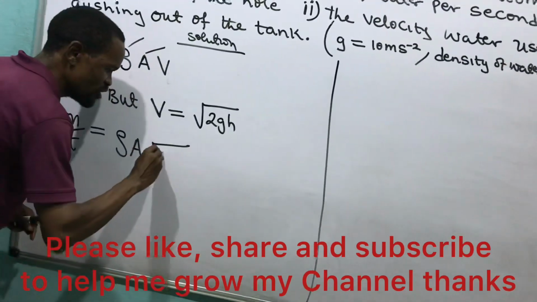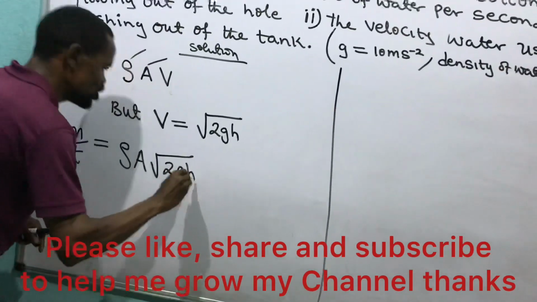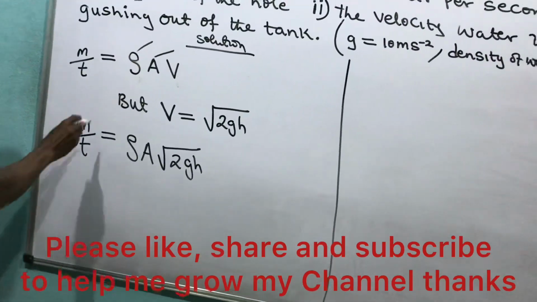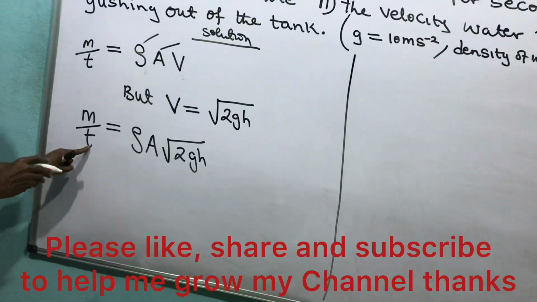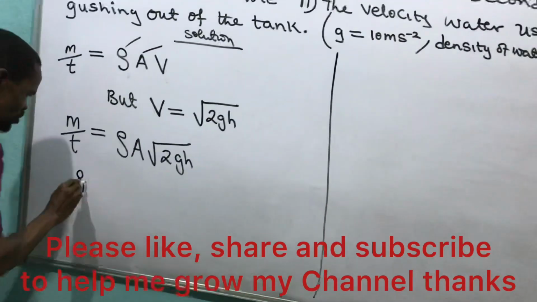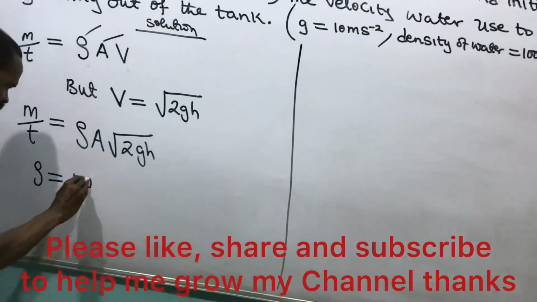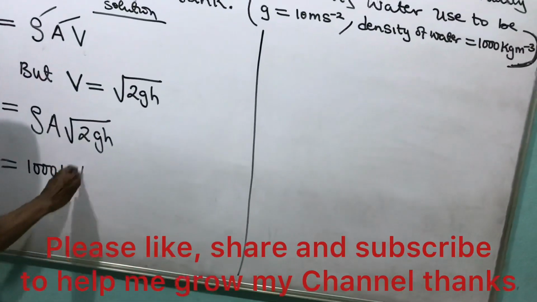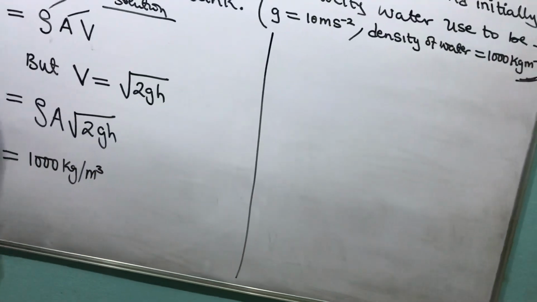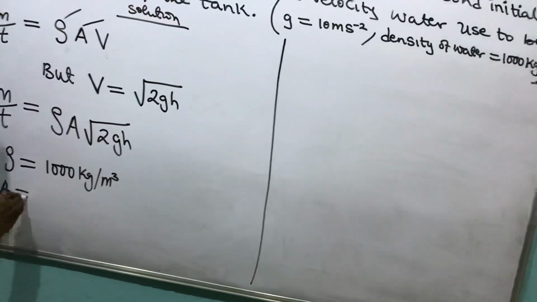The escape velocity is sqrt(2gh), so this becomes the formula we are going to use. Then this is the mass per time, which they say we should calculate. The density of water is given to me as 1000 kilogram per meter cubed. Then the cross-sectional area is given to me.